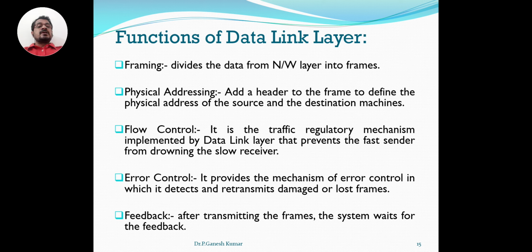And then flow control. It will regulate the flow of data between the two nodes. It is a traffic regulatory mechanism implemented in the data link layer that prevents a fast sender from drowning a slow receiver. And then error control. It provides a mechanism for error detection, and there are protocols to correct errors, whether a single-bit error or burst errors, or to identify the loss of frames. And the feedback mechanism: after transmitting the frames, the system waits for feedback.